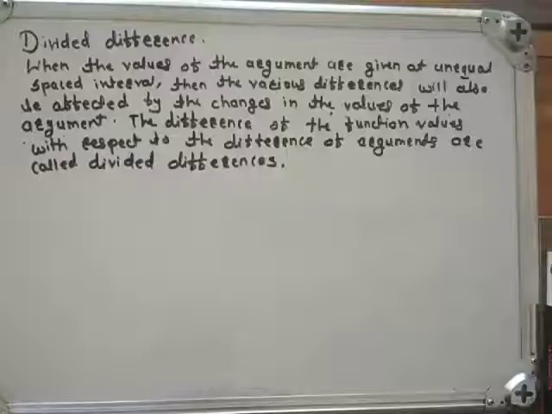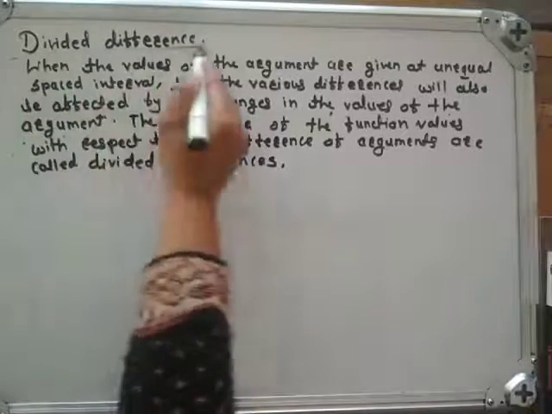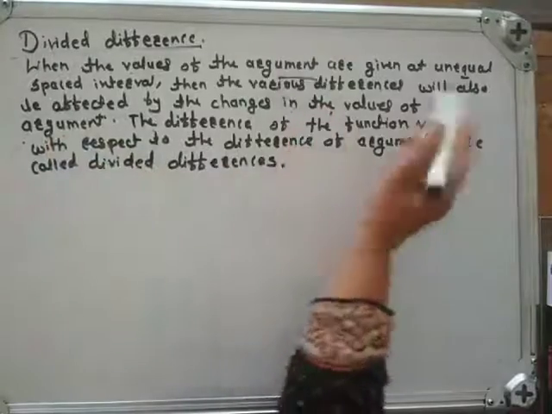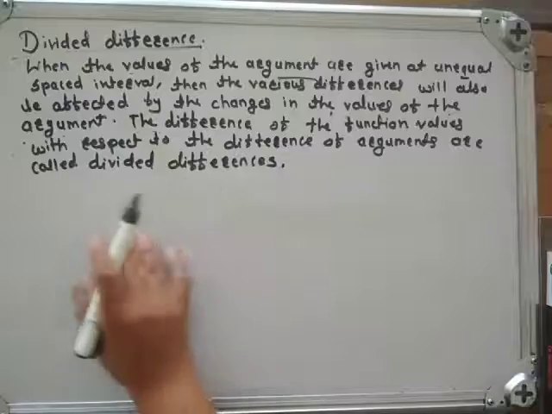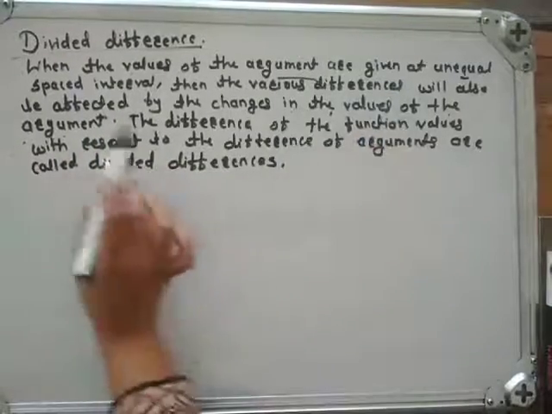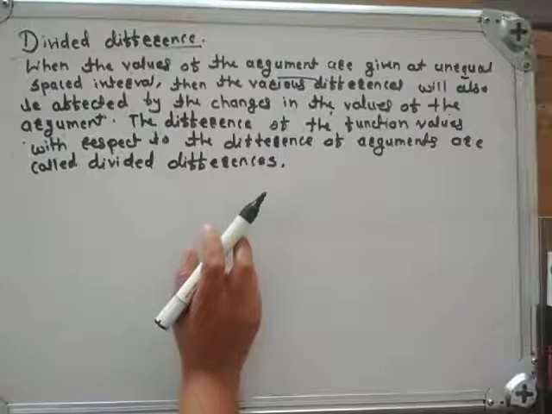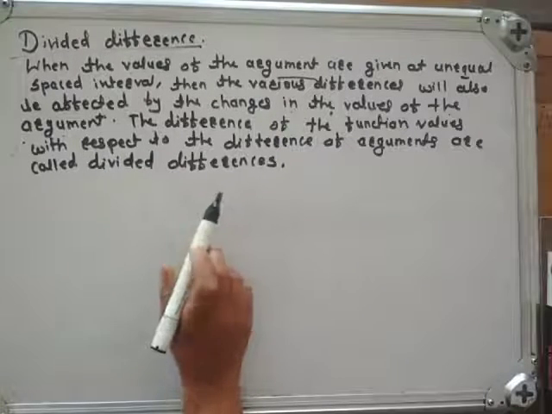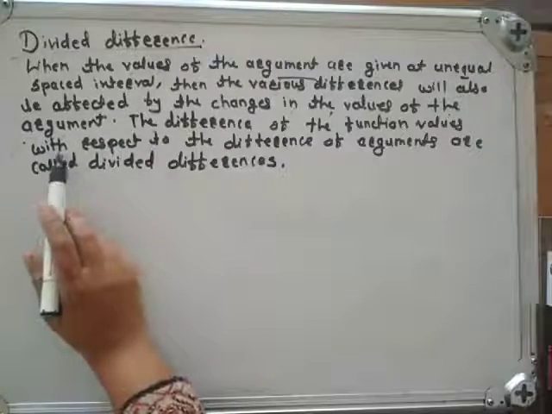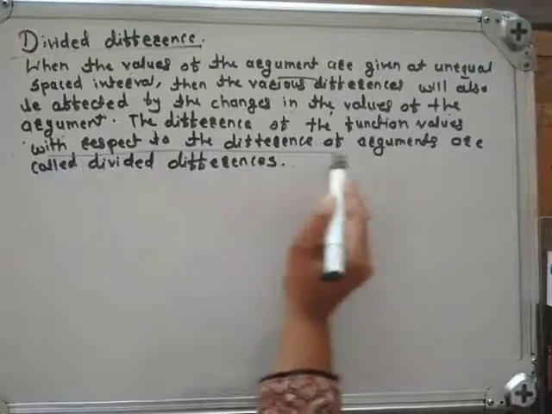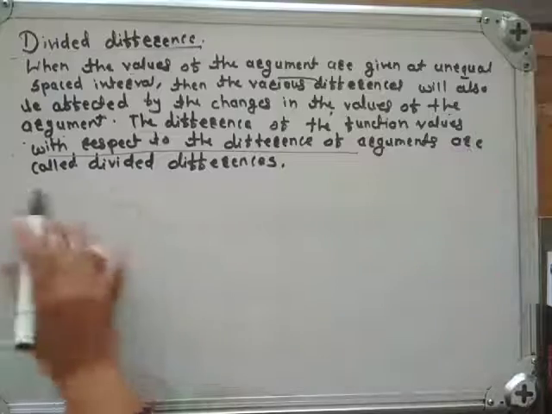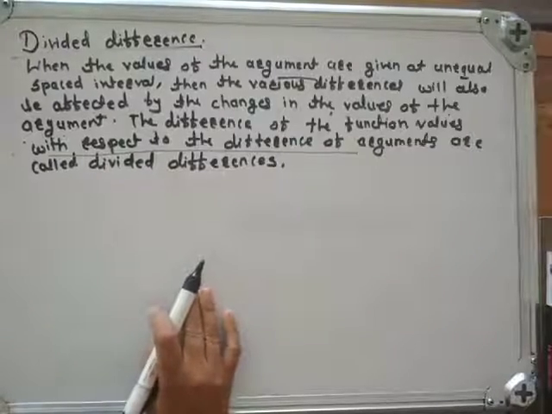Hello students, in this video we are going to study divided difference. When the values of the argument are given at unequal spaced intervals, then the various differences will also be affected by the changes in the values of the argument. The difference of the function values with respect to the difference of argument is called divided difference.